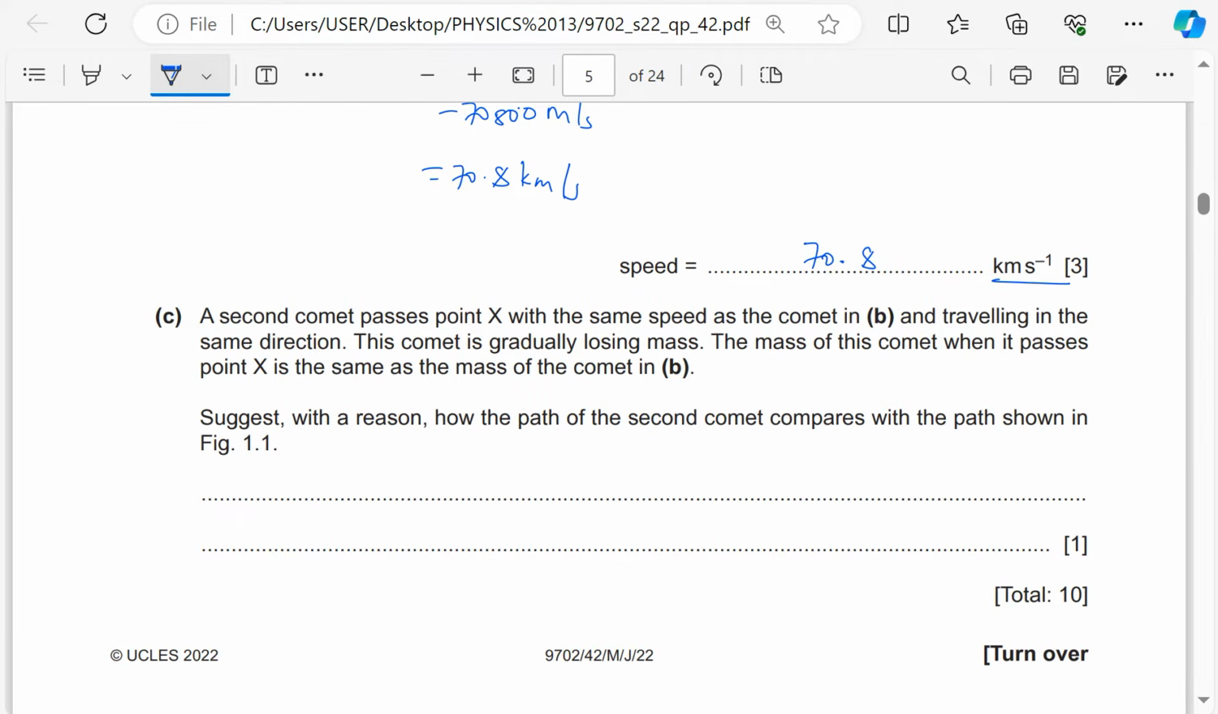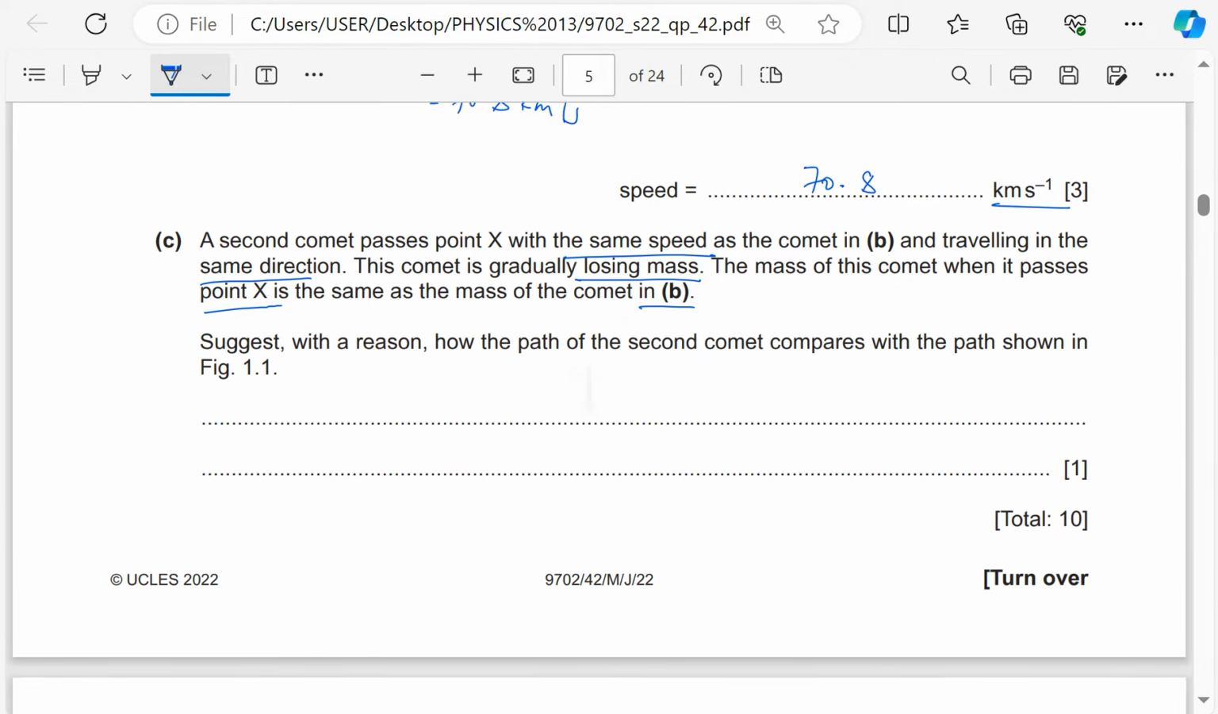A second comet passes point X with the same speed as the comet in B and traveling in the same direction. The comet is gradually losing mass, so the mass is decreasing. The mass of the comet when it passes point X is the same as the mass of the comet in B. Suggest with a reason how the path of the second comet compares with the path shown in the figure.